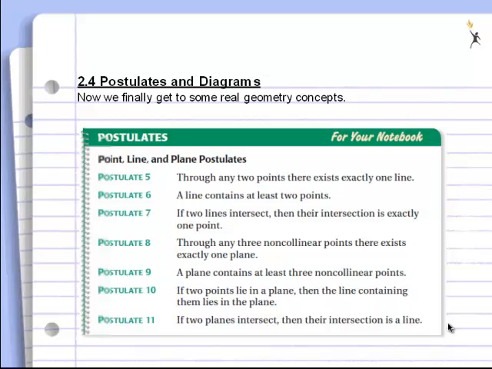Okay, section 4 of chapter 2 deals with postulates and different ideas that we use in geometry. These are all different characteristics of geometry. They deal with different geometric objects. For example, postulate 5 talks about through any 2 points there exists exactly one line.